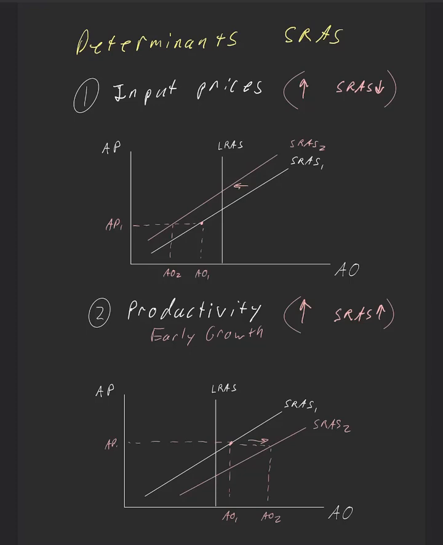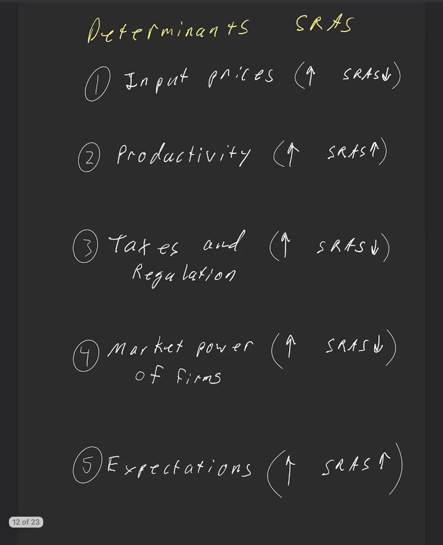So how do we know that? Here's the price. If the price is facing the higher supply curve, then we'll produce more. If we're facing the lower curve, we'll produce less. So this is a decrease in supply. Productivity, remember that we get this from the early growth model, will actually increase short-run aggregate supply. Taxes and regulation, if you increase those, you will decrease the amount that you supply.